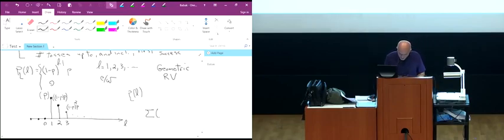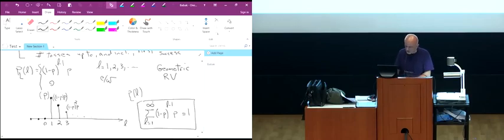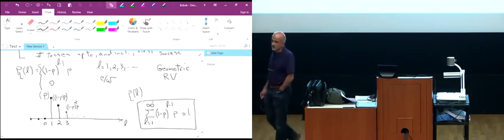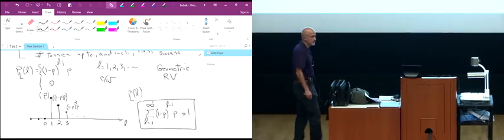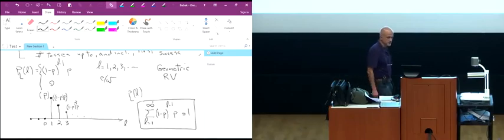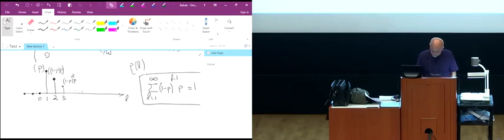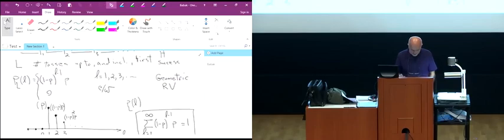So it must be true then that the sum of 1 minus p to the L minus 1, times p, from 1 to infinity, is 1. And I'm going to let you use your power series acrobatics to verify that on your own. But this had better turn out to be true. Any questions on the geometric?